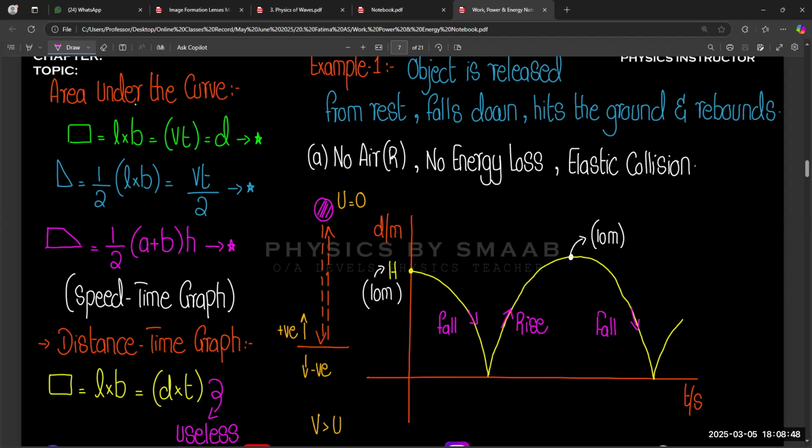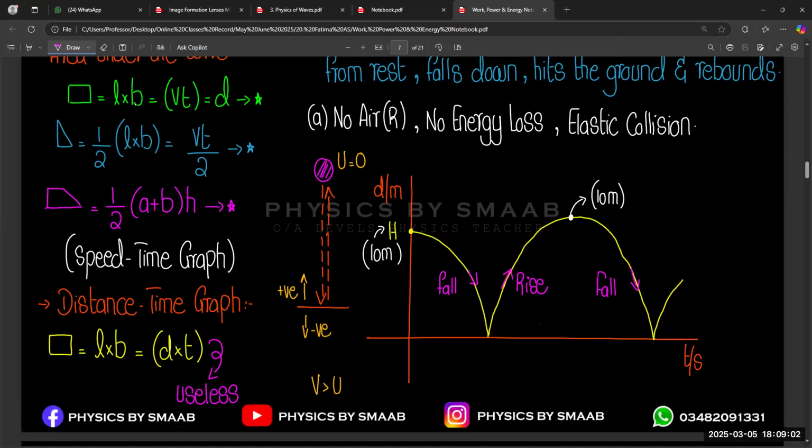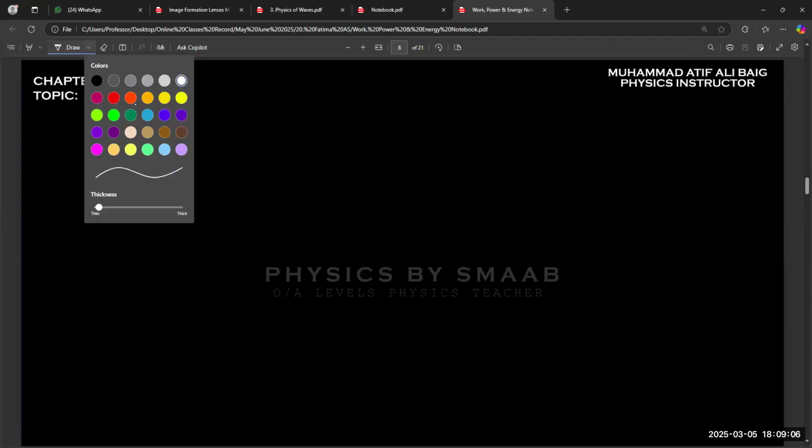Different, right? So how is it different? Let's see. For example, if we consider the same example number one, but with a different scenario, case B. No air resistance, but this time there is a loss of energy.